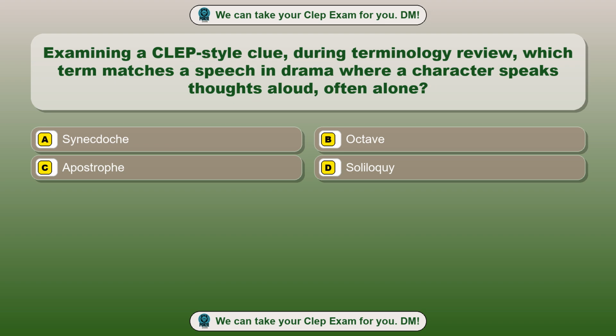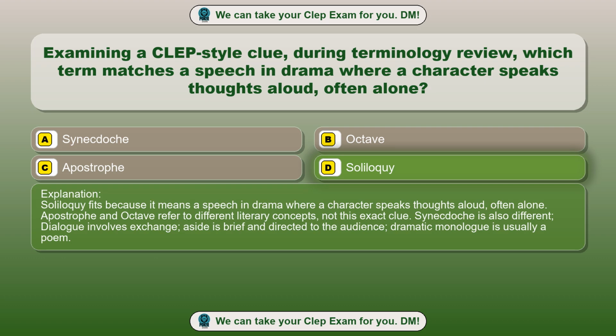Question 70. Examining a CLEP-style clue during terminology review, which term matches a speech in drama where a character speaks thoughts aloud, often alone? Option A, synecdoche. Option B, octave. Option C, apostrophe. Option D, soliloquy. The correct answer is option D, soliloquy.